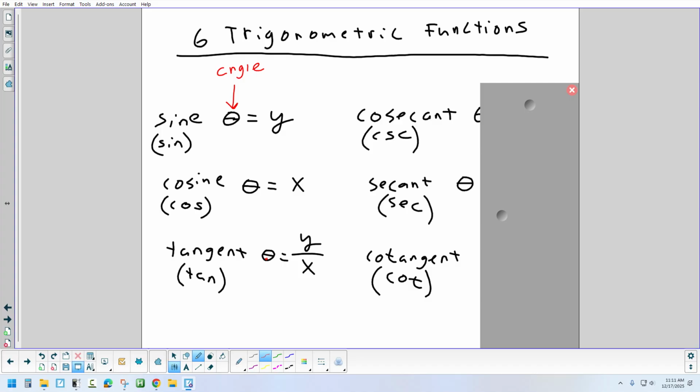Okay, so that's our first three, and there's our second three. The names of the second three functions are cosecant, secant, and cotangent. They all use a three-letter abbreviation, except cosecant doesn't use the first three letters of its name. It uses the first letter of each syllable. How come? Cosine is already COS, so we can't use that again.